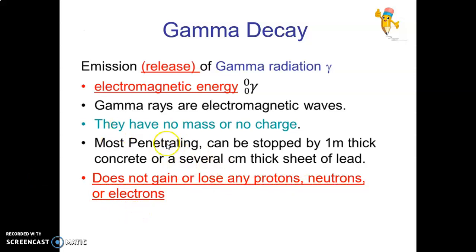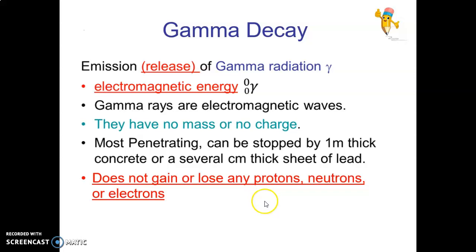Now, this type of radiation is extremely, extremely strong. These are usually the ones that produce those major nuclear bombs if you put a bunch of those together, okay? It's the most penetrating, and it can be stopped by 1 meter thick of concrete. That is really large, okay? Or several centimeters thick of lead, and we know that lead is really strong.